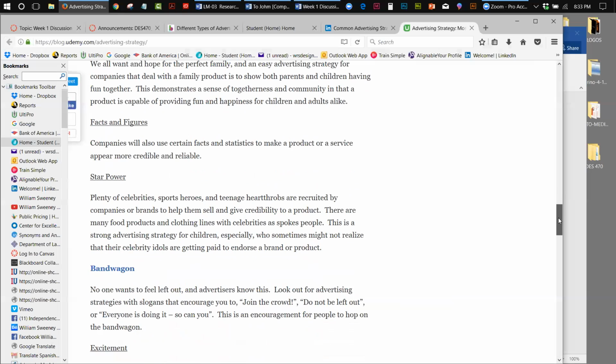Facts and figures. Companies also use certain facts and statistics to make a product or a service appear more credible and reliable. You've got to be very careful with this. Make sure that you are being honest and that you're using the facts honestly, and your statistics must be accurate. So again, this is something that you'll probably have to do quite a bit of research to come up with facts and figures on something.